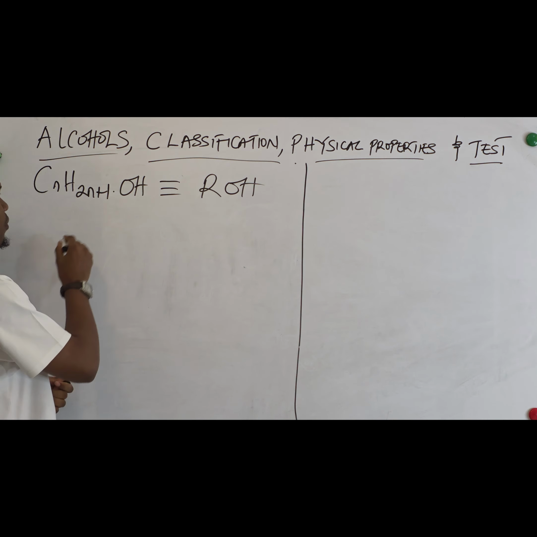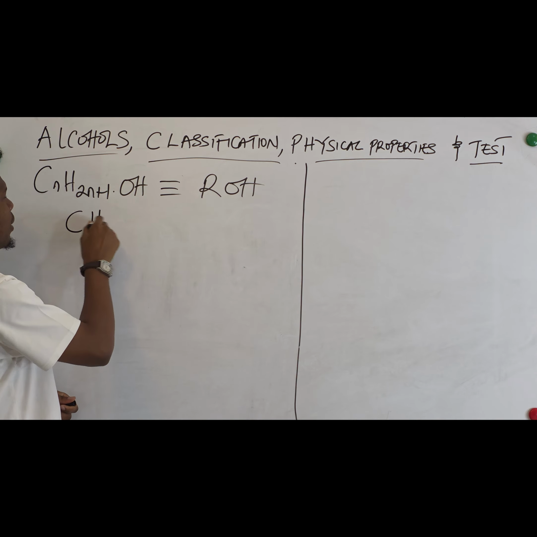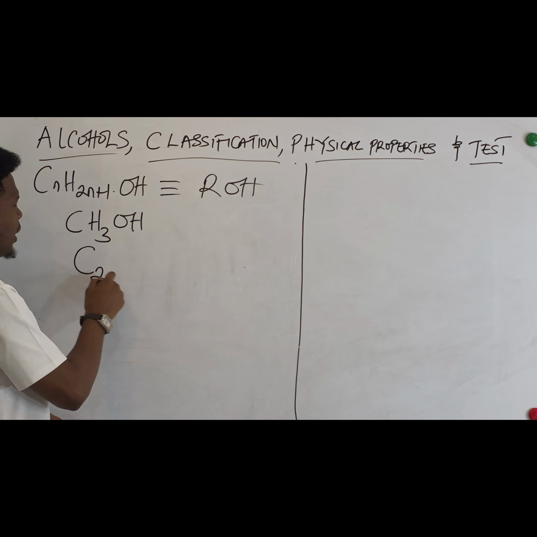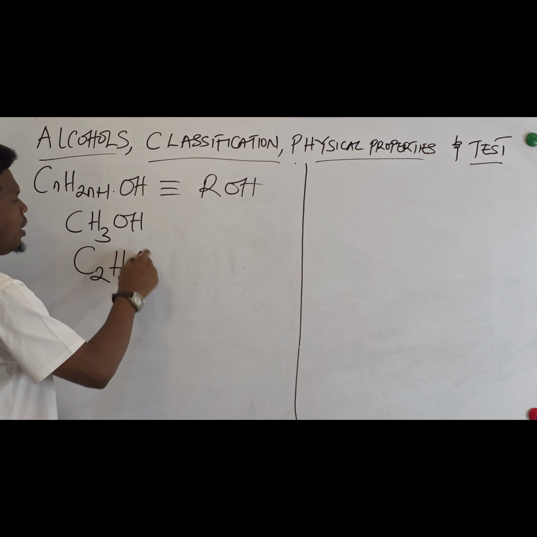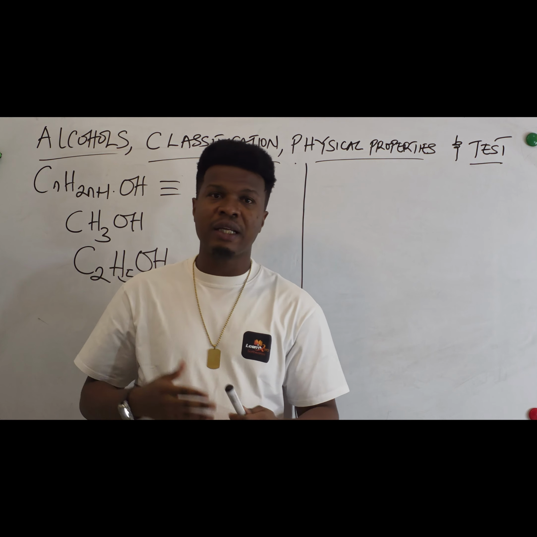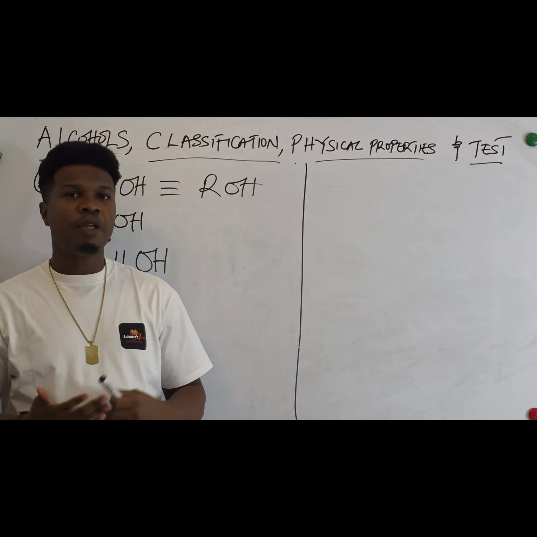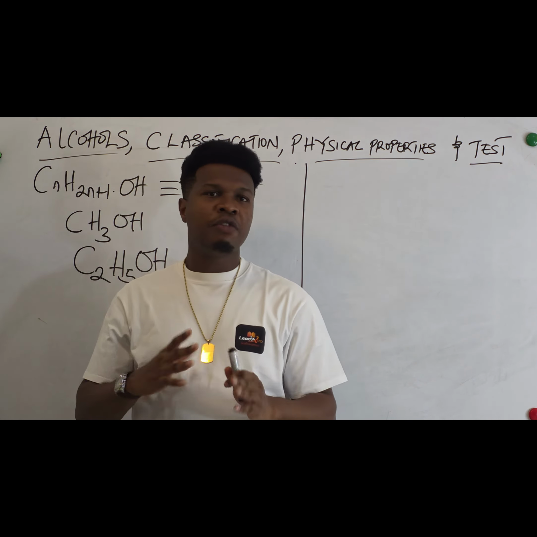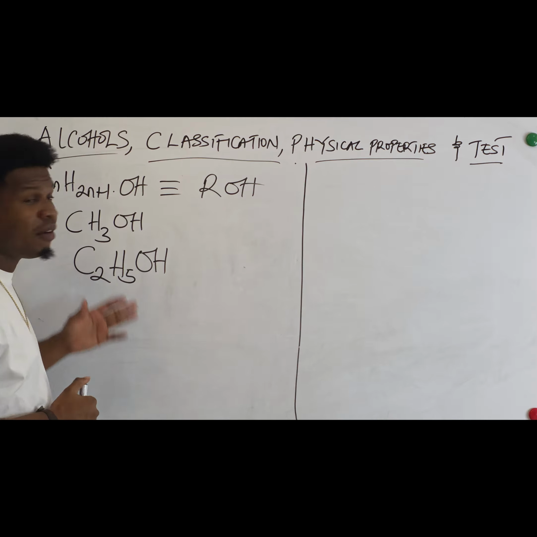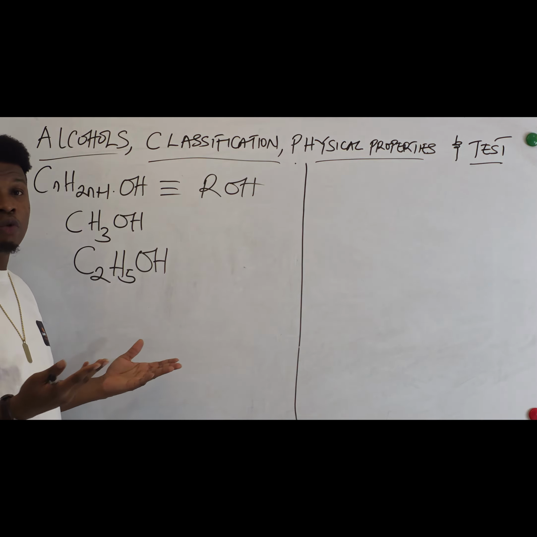The first member of the alcohol group is called methanol, right? Which is this. And the second member is called ethanol, which is this. A combination of these two is what we use in making methylated spirit. So a combination of the methanol and the ethanol gives you that methylated spirit. Now, these alcohols have very large industrial applications. We'll talk about them now.